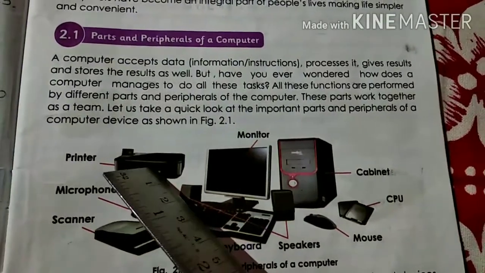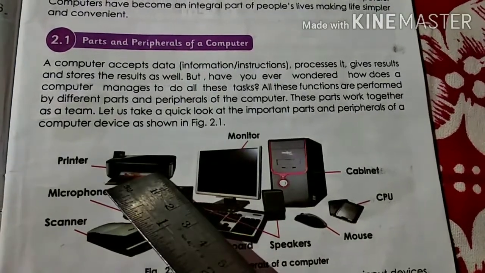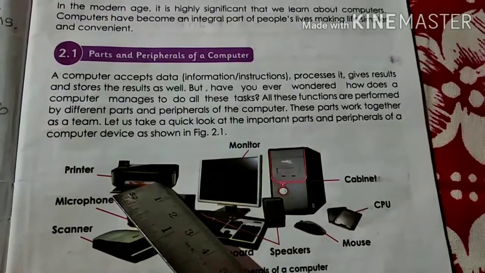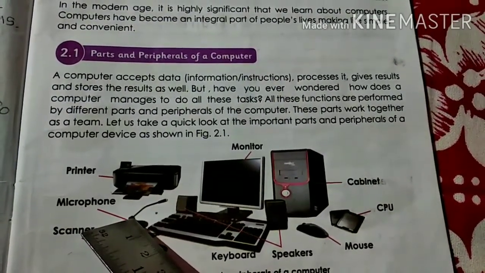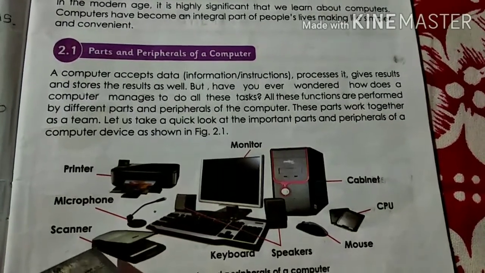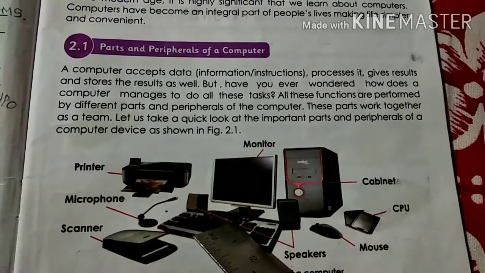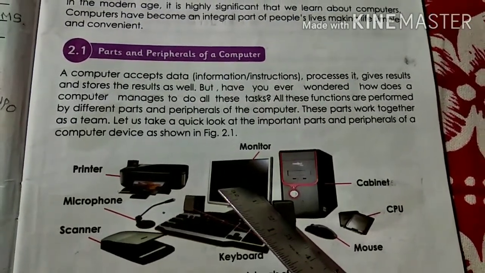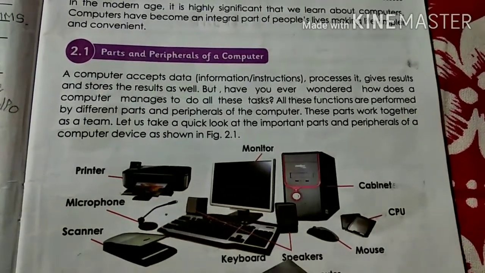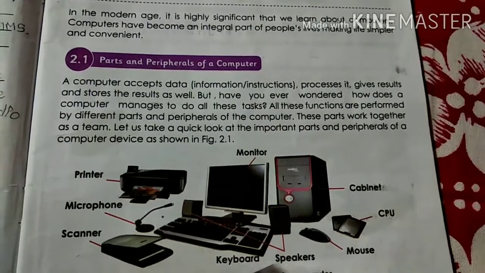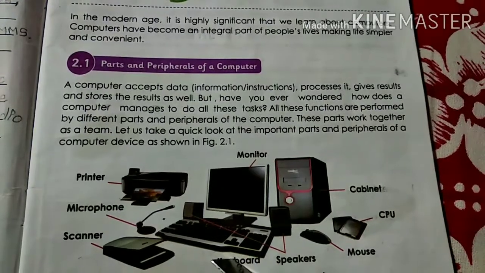So first is printer. This is microphone, scanner. With the help of the printer, you can take printouts in color or black and white. With the help of microphone, you can record your voice or give instructions orally. Scanner helps us to scan documents. Next is monitor. With the help of monitor, it helps us to show the results. Then speakers are there. They help us to listen to music or sound. Then keyboard helps us for typing and to give instructions or information to the computer.